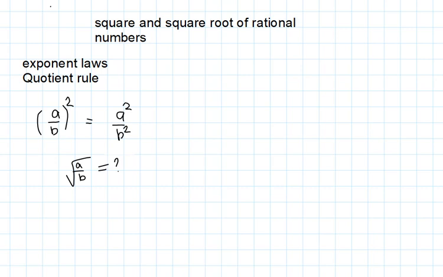Similarly, you can guess or assume that a over b, if you take the square root of that, which is the inverse operation of square, would be the square root of a over the square root of b. So let's see how that could work in some examples in the next few slides.